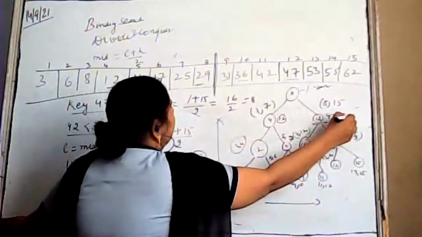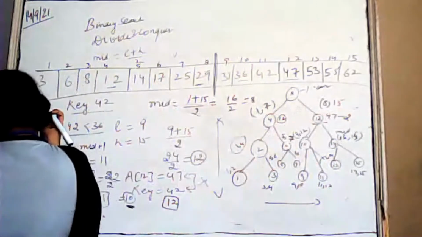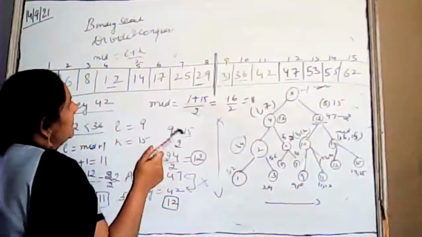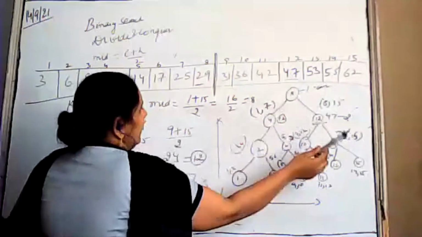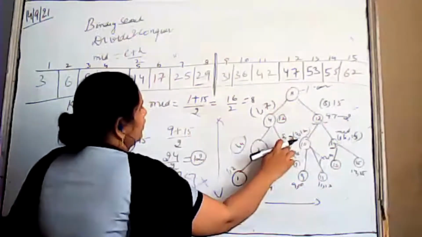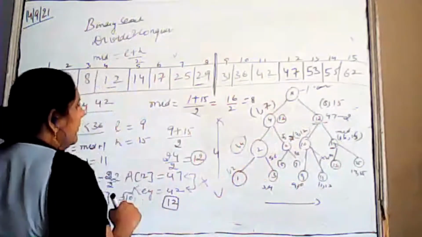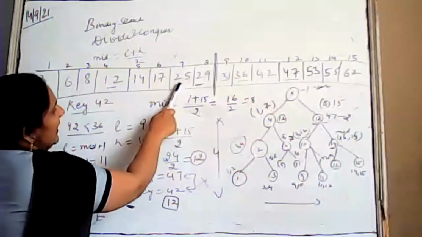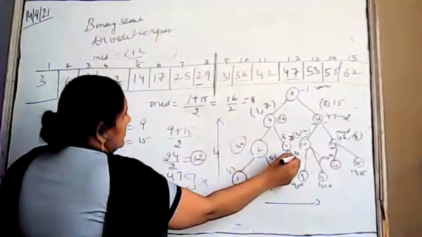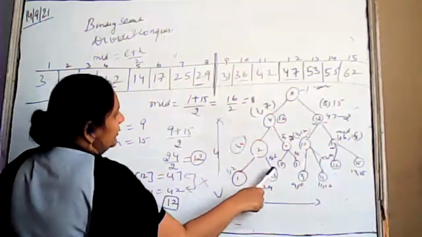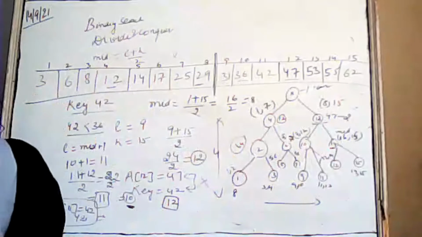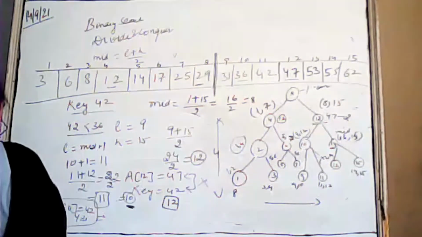How many comparisons will it take? 2. Similarly, if I want to find 55, how many comparisons will it take? It is at 15. So 1, 2, 3 and 4 comparisons it will take. Fine. So to find 25, 25 is at the 7th position. How many comparisons will it take? 1, 2, 3, 4, 5, 6, 7, 8 comparisons. At every level, the comparisons are increasing.